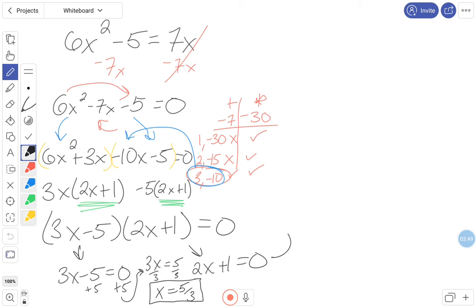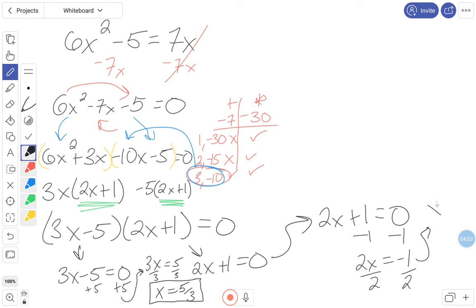And this one, I'm going to have to pull over here. Sorry about that. 2x plus 1 equaling 0. Let's subtract 1 from both sides. Then I'm going to need to divide by 2. And x equals negative 1/2. Try plugging that into your Delta Math as two different fractions, and that's all you do.